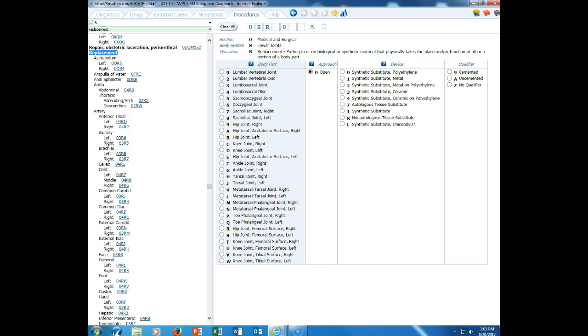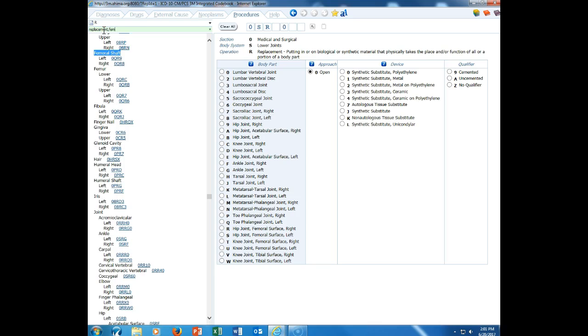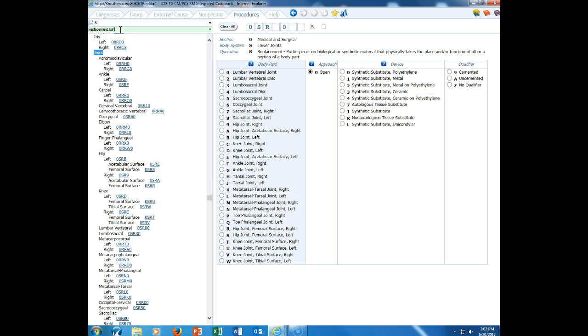When I look this up, I need to remember to go to joint. If I look at femur, you can see that I have femoral shaft, I have upper femur, I have lower femur, but that is not actually what we're replacing here. We are replacing a joint. So when we're talking about the head of the femur, we're talking about a joint.